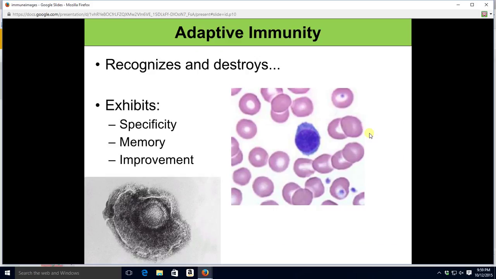Again, adaptive immunity recognizes and destroys foreign things. This is the province of our lymphocytes. There's a lymphocyte. Now, lymphocytes will specifically recognize things. They'll be able to distinguish between different varieties of bacteria, viruses, etc. And in doing so, in having this specificity, that creates memory. Memory allows for improvement, which is the whole point of your adaptive immune system.